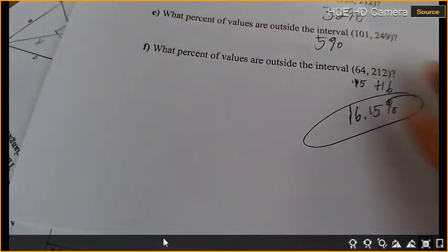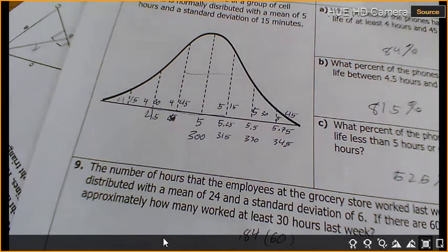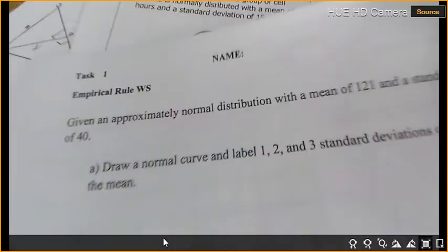So I've done the first one on this page, and we're going to move to the next page. Going to give you some examples. Okay?